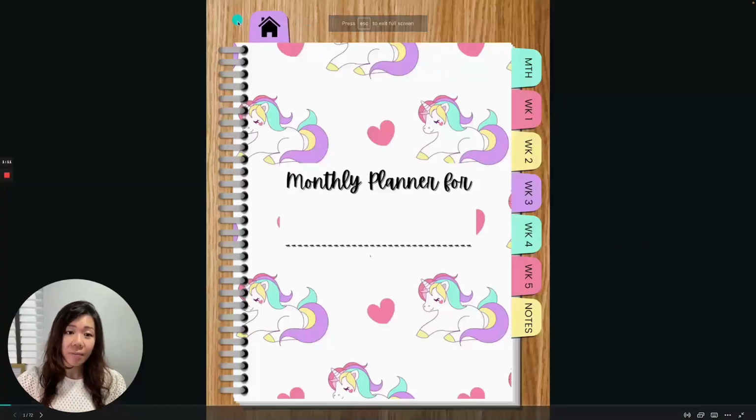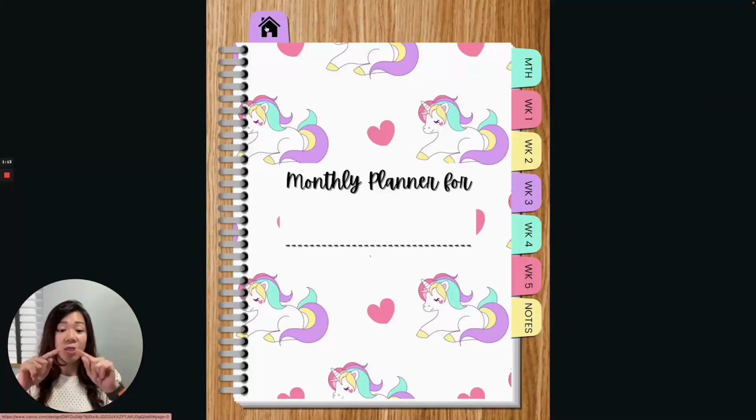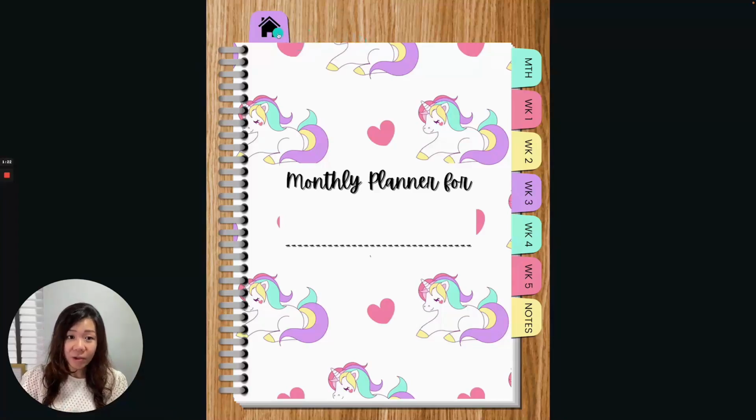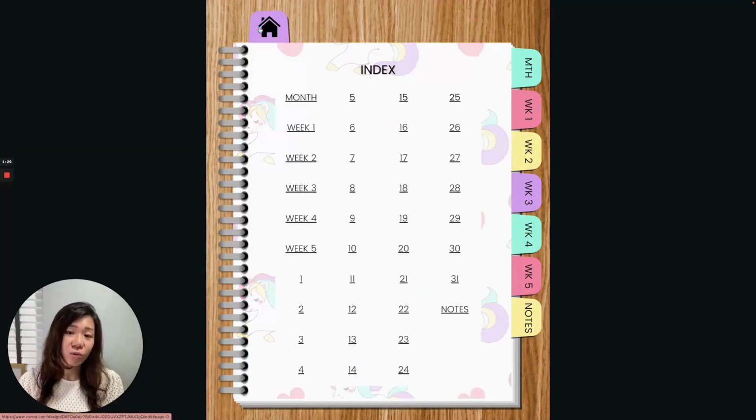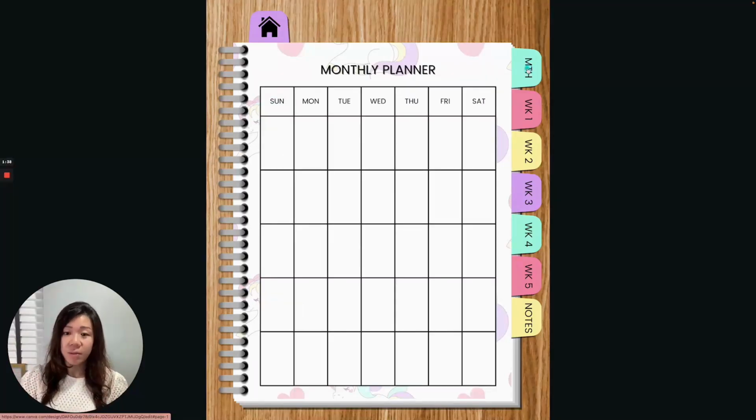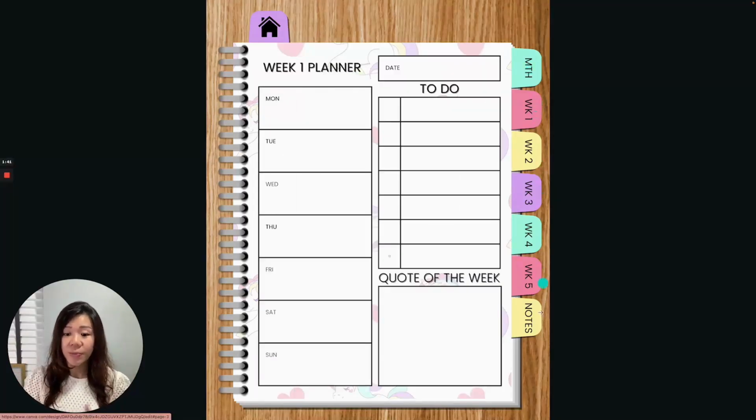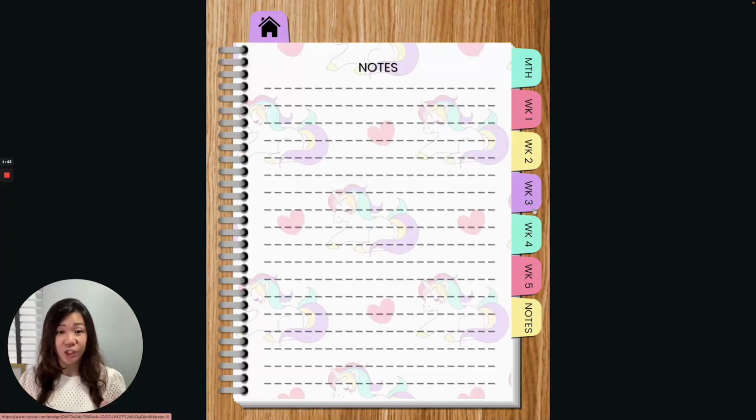When I mouse over, this is actually the preview section of Canva itself. This is how you can test out your hyperlinks when you have hyperlinks in your Canva project. When you mouse over the part with hyperlinks, you'll see a little hand instead of an arrow, so you can click on it and it goes to the page where the hyperlink leads. The home tab that you see now keeps going back to the index. Month goes to the monthly planner, week 1 goes to the week 1 planner, and notes go to the notes section of the digital planner.